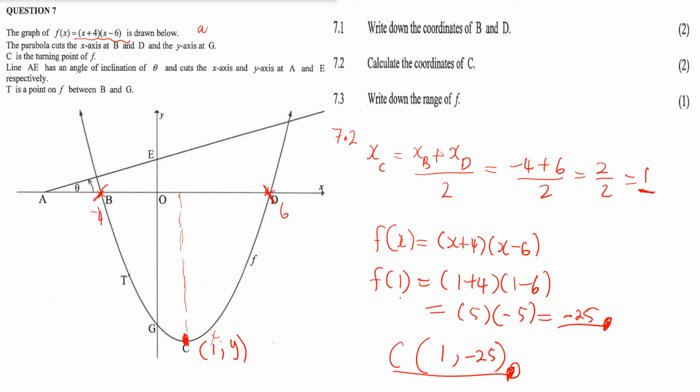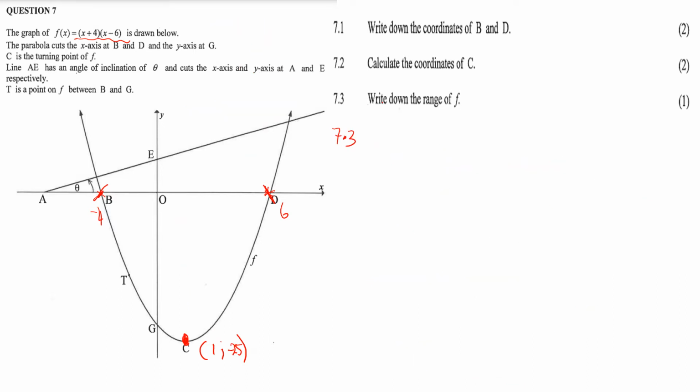Another approach to this: you could have chosen to expand your equation and write it in the form x squared + bx + c. After expanding, you'd use the formula x at the turning point = -b over 2a. Then to get y at the turning point, you replace x back in the equation and solve for y. So that's another method you could have chosen. All right, let's go to 7.3.